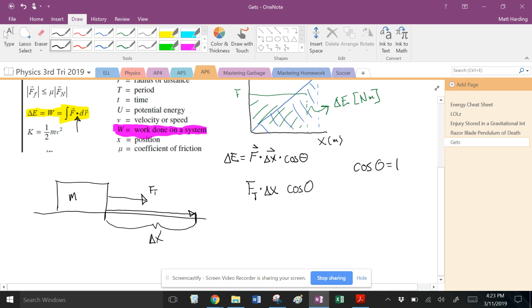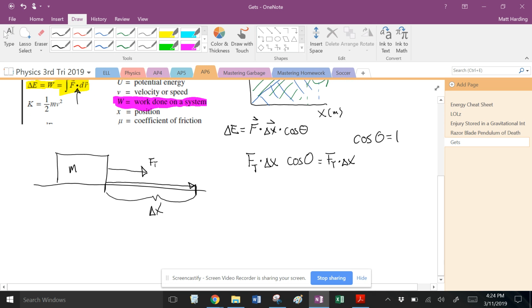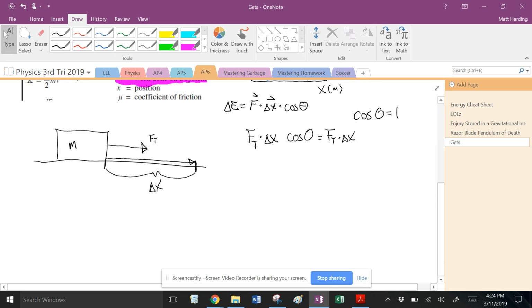So when the forces both point in the same direction, the change in energy is at a maximum, and it is effectively just Ft delta x. That would be finding us the change in the energy due to the tension force here. There are other forces acting. There's also a gravitational force pointing down like that.